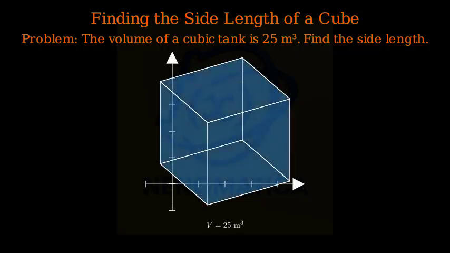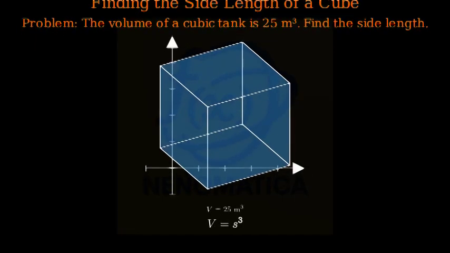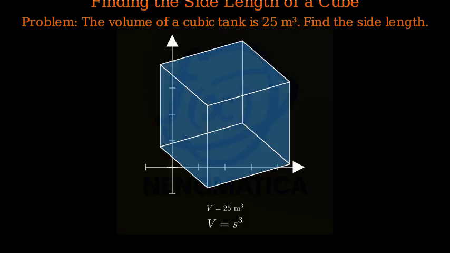We need to find the length of each side of the cube. Let's make a guess, and then check it. Let's approach this problem systematically by creating a table that shows the relationship between a cube's side length and its volume. Remember, the formula for the volume of a cube is the side length cubed, or S cubed, where S is the side length of the cube.